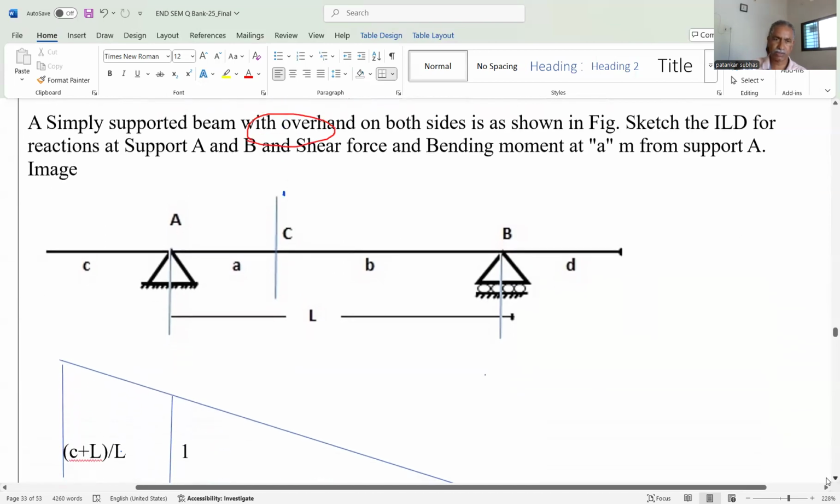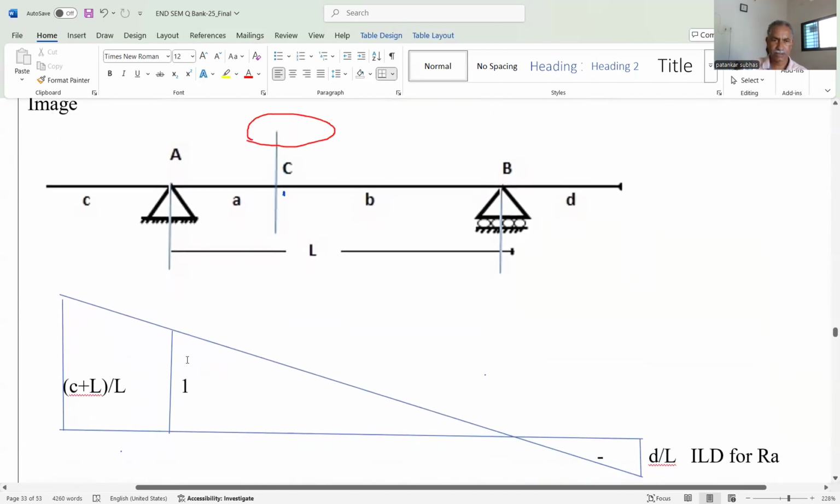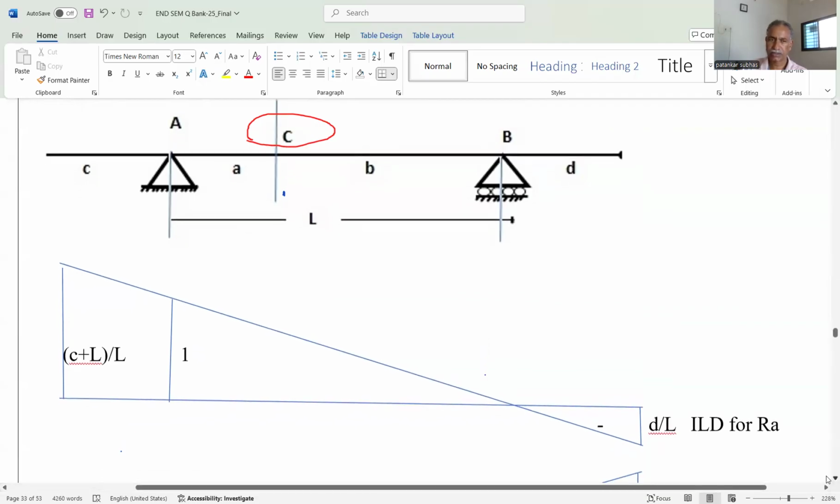So this is the sketch. You can see this sketch. This is 1, this is at support A, this is support B, this is 0, and you can extend this line beyond this and beyond this. This is below, that's why minus, this is above, that's why plus. And this is C, this distance is C, total distance is L, that's why L plus C. This is the total divided by L. So C plus L divided by L. This is 1, as it is greater than the 1. And this distance is D, total is L, that's why it is D divided by L. This is the ILD for the reaction at support A.